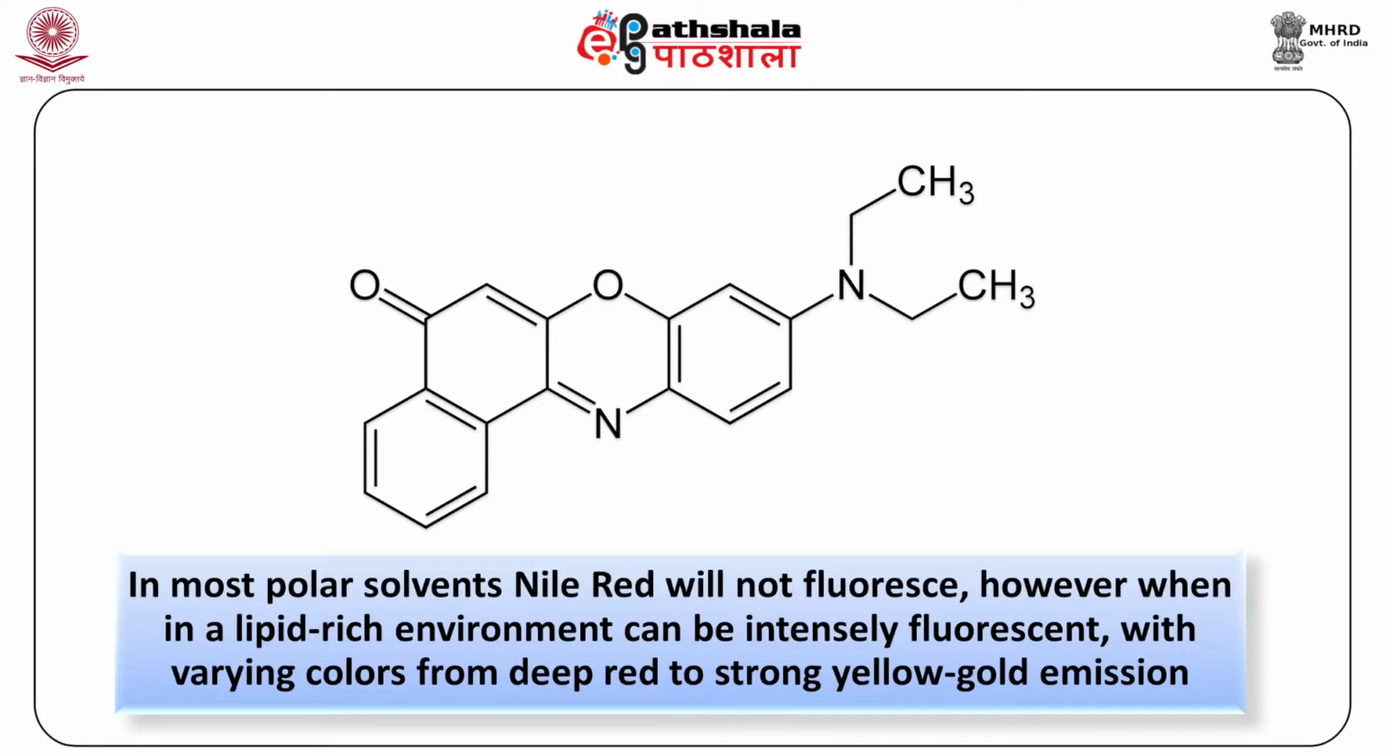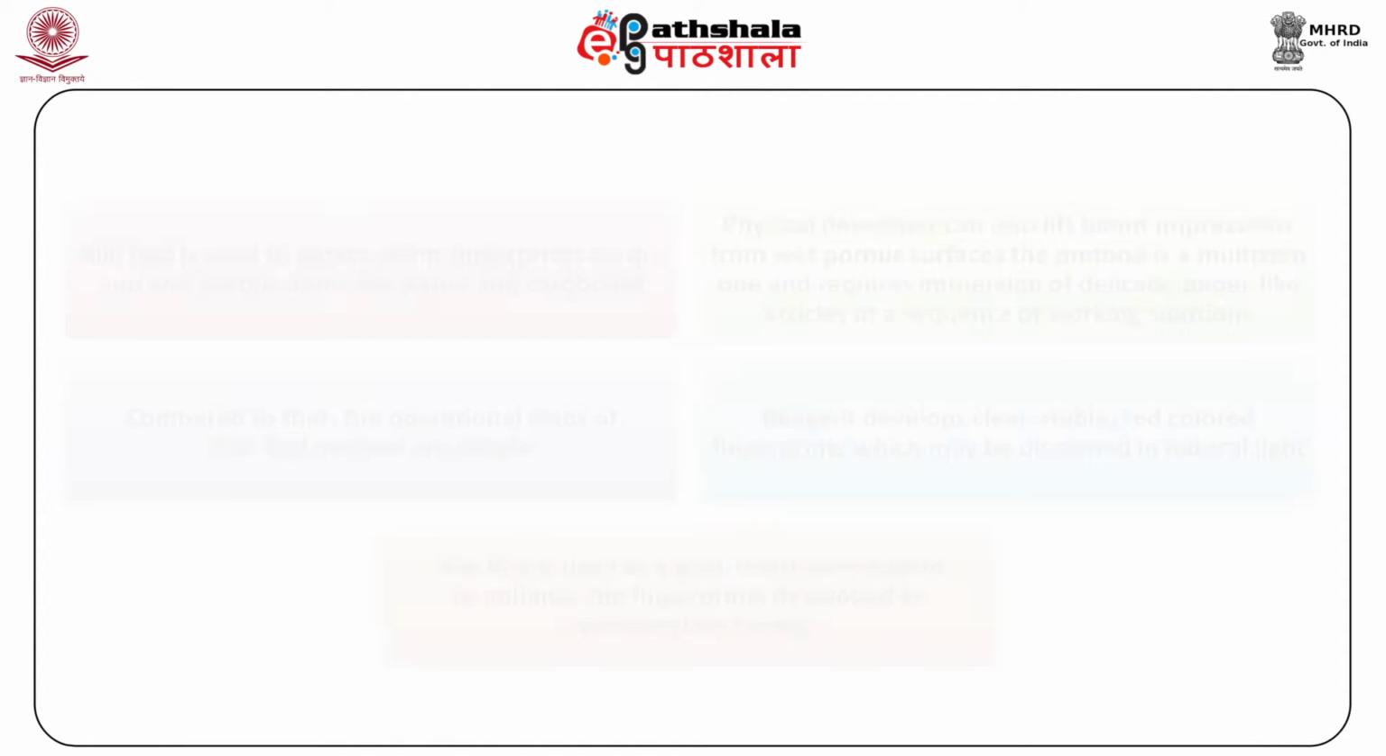In most polar solvents, Nile Red will not fluoresce. However, when in a lipid-rich environment, it can be intensely fluorescent, with varying colors from deep red to strong yellow-gold emission. Its structure is depicted in the given figure.